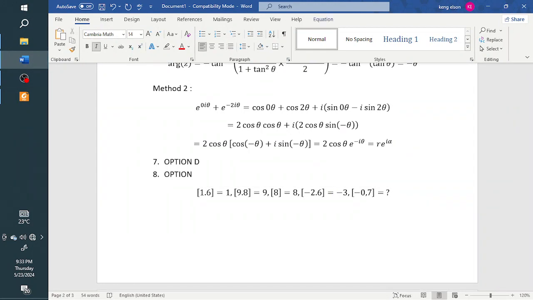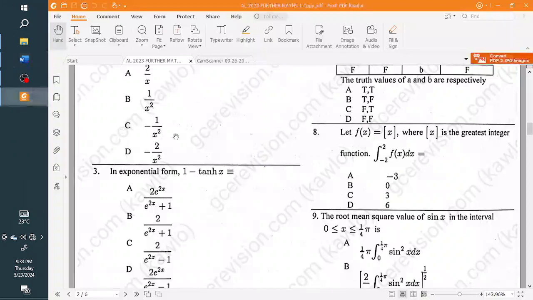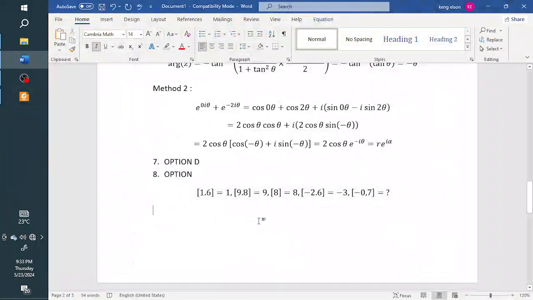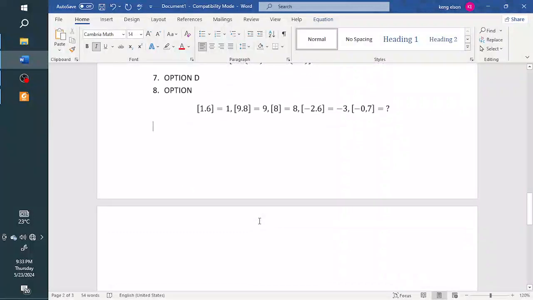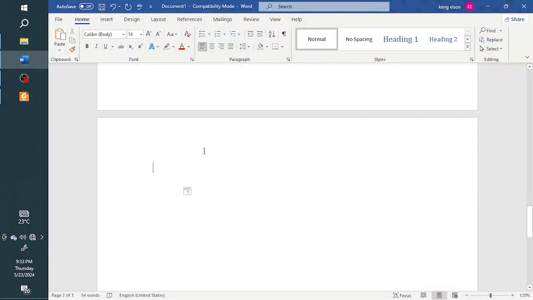Now let's focus on the problem. Let me see what we are asked to do. We are asked to find the integral from -2 to 2 of f of x. Alright, so how do I integrate the greatest integer function? First of all, I'll try to draw the graph. I'll try to draw the graph of the greatest integer function.